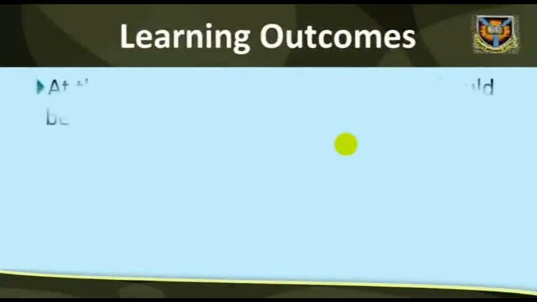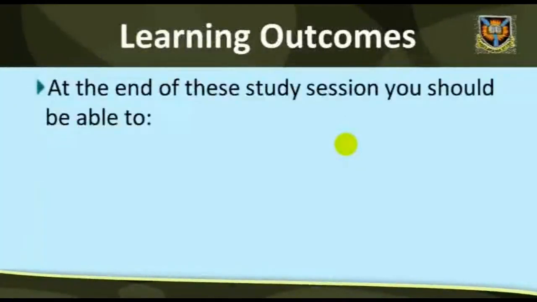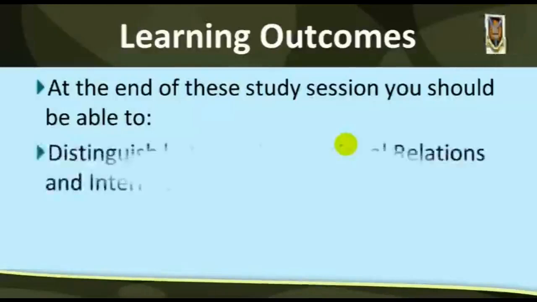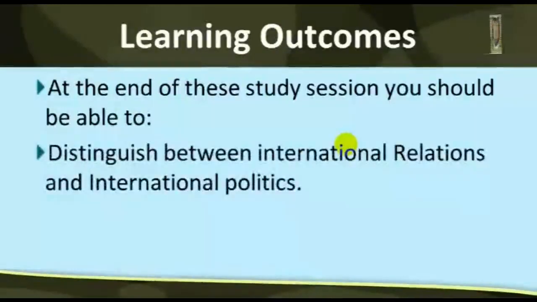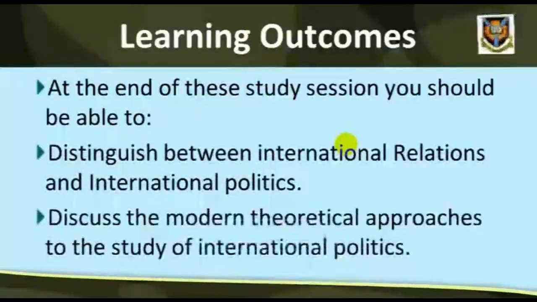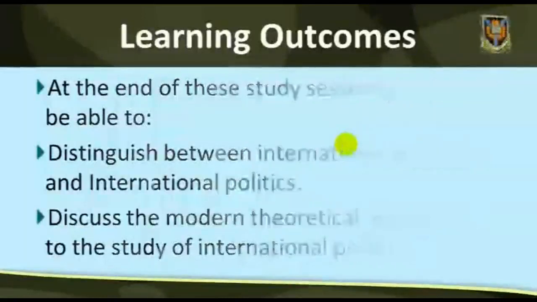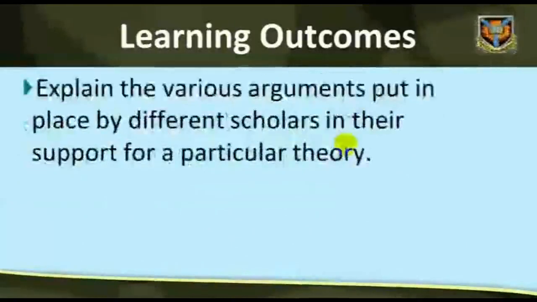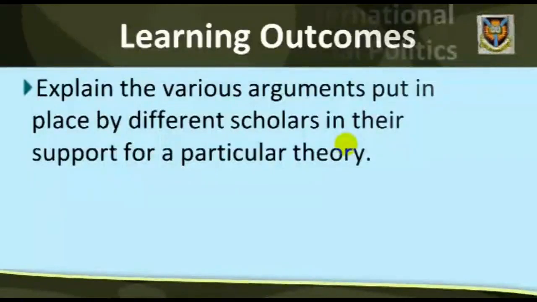Learning outcomes. When you have studied this study session, you should be able to distinguish between international relations and international politics, discuss the modern theoretical approaches to the study of international politics, and explain the various arguments put in place by different scholars in their support for a particular theory.